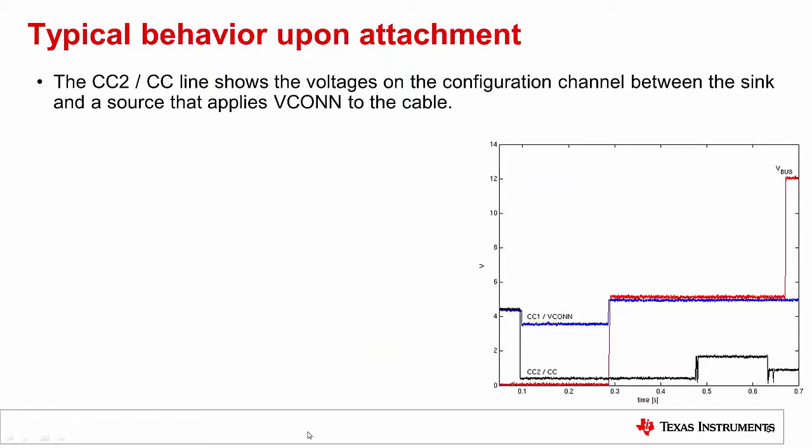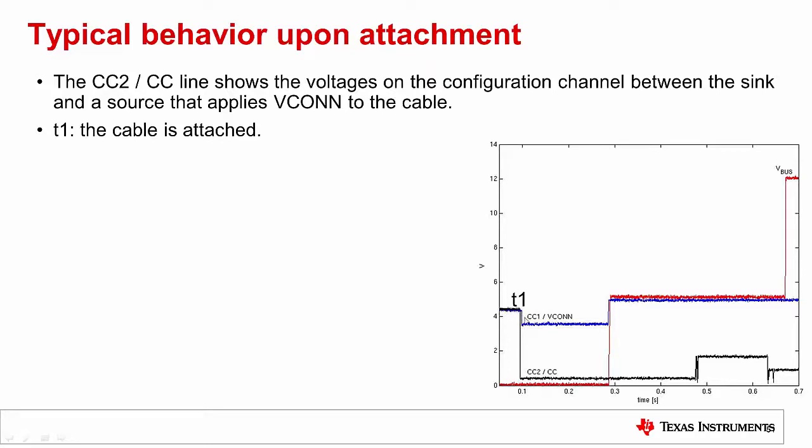So let's look at the typical behavior upon attachment of a sink to a source. On the chart shown here in the bottom right, it shows the CC1 and the CC2 voltages and the VBus voltage. So initially, VBus is at 0 volts, and the CC1 and CC2 pins are being pulled up. The first thing that happens is there is a cable attached. So you see that CC2 gets pulled down to like 0.4 volts. That means that the RD pull down on the sink has been detected.